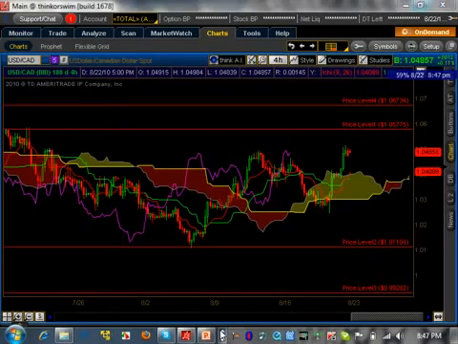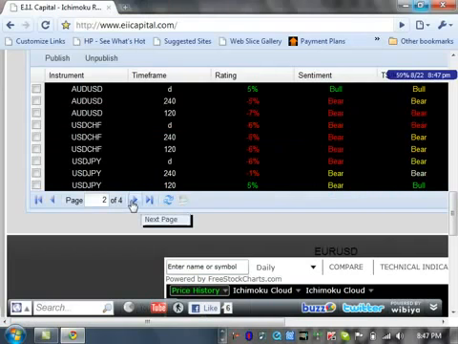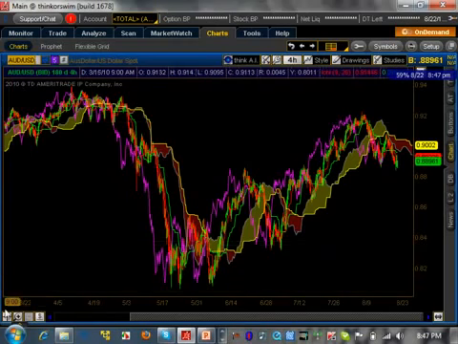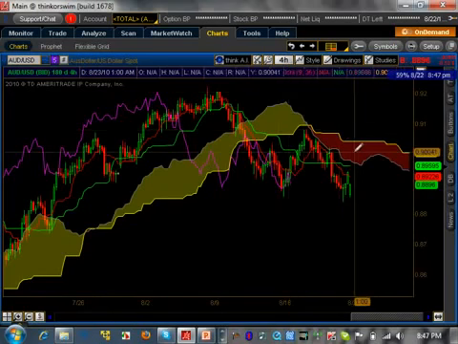Let's see what other currencies we're going to look at. We looked at the US CAD, now let's go look at Australian USD. If you look at Australian USD, this is the 4 hour, so you can tell it's bearish.